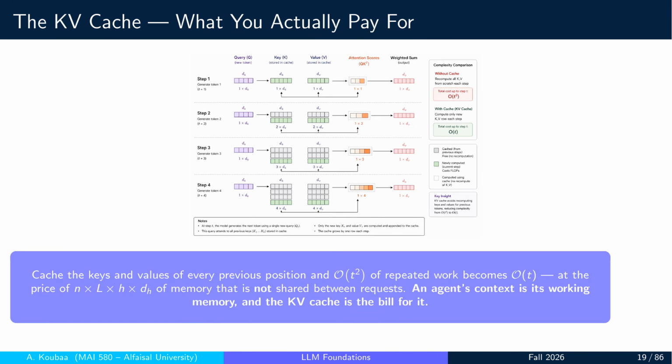But now read the price. The cache costs memory proportional to n, the sequence length, times L, the number of layers, times H, the number of heads, times D head, the dimension of each head. Now the word printed in bold, which is the part people forget. This memory is not shared between requests. Each concurrent user holds their own cache. Think about what that means operationally. If a provider has 1 million concurrent users, that is 1 million private cache allocations, each one growing as its conversation grows, each one measured in gigabytes for a long context. This is why these companies build the data centers they build.